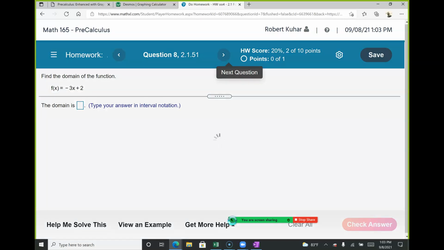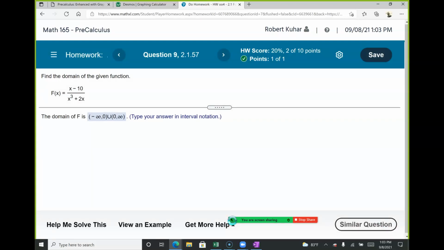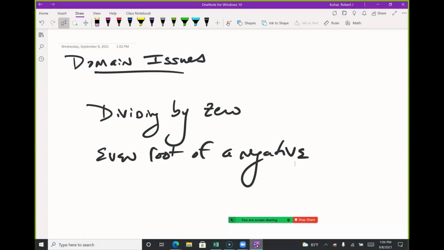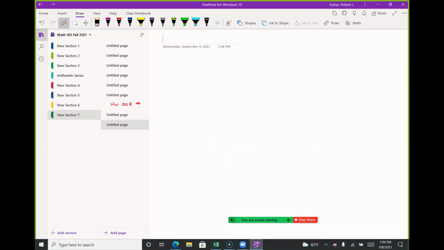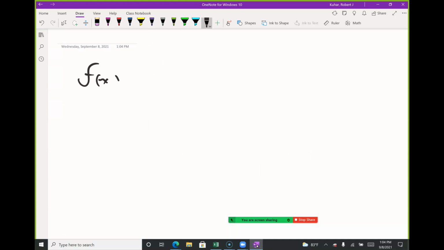Let's look at this next problem. I want to find the domain of this function, and clearly I've only got two rules, right? And how do you know that? Because that's what my job is, to teach you the rules. So there's only two rules. Can't divide by 0, can't take a square root of a negative. So obviously I'm dividing on this one, right? So my function is f of x equals x minus 10 over x cubed plus 2x.